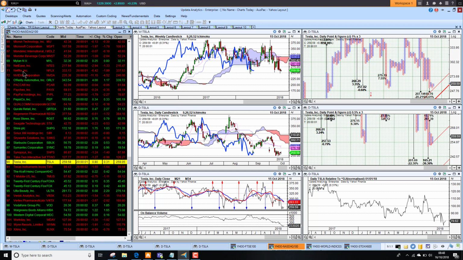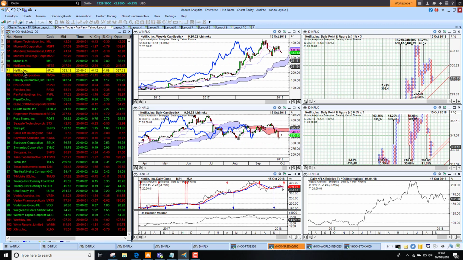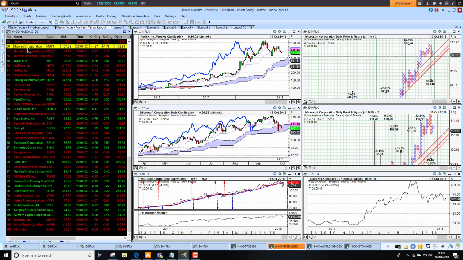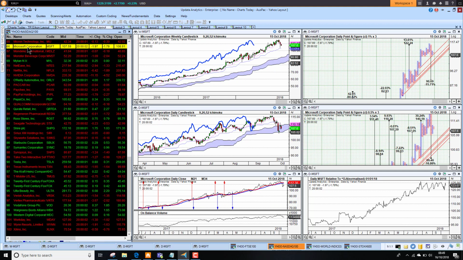Taking a look at Netflix, down 1.89%. Still massively outperformed the market this year, some 60% outperformance, but starting to look worrying on that medium-term chart. Microsoft, sad news, Paul Allen died last night, so Microsoft actually still holding its long-term trend and medium-term, has outperformed the market some 23% this year as well.